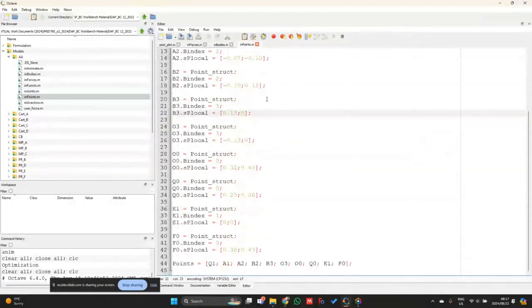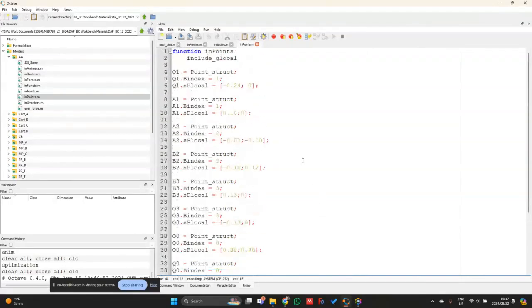okay, so then you'll see that over here we have, I think, a total of 11 points. Let me just check. So it's 1, 2, 3, 4, 5, 6, 7, 8, 9, 10 points that we actually have. Okay, and how these points are defined is Q1. So this is point Q on body 1. We know that it's a point structure, so since it's on body 1, we just say Q1.B index, so body index, which is 1, and then we give its local coordinates as well with respect to body 1. And we can see that it's minus 0.24 in the xi direction and 0 in the eta direction.